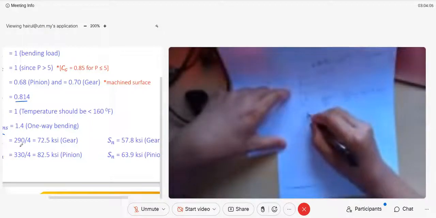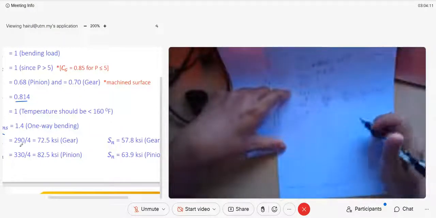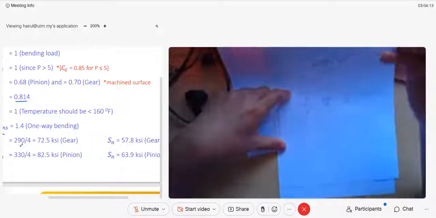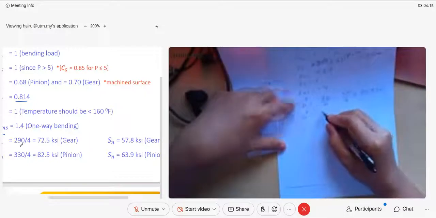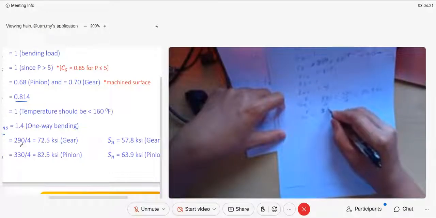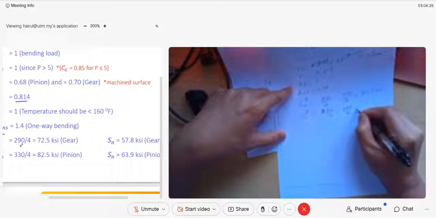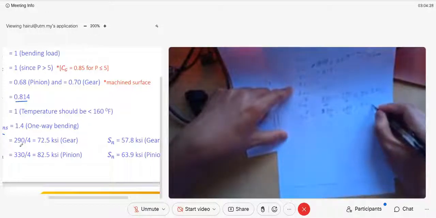SN prime for the gear is different, because it is a different material. So gear and pinion do not have the same value of endurance limit. Be careful about that, because the material is different. SN prime is different because the inner hardness of the gear is 290. BHN over 4, 290 over 4, so it would be 57.8 KSI.